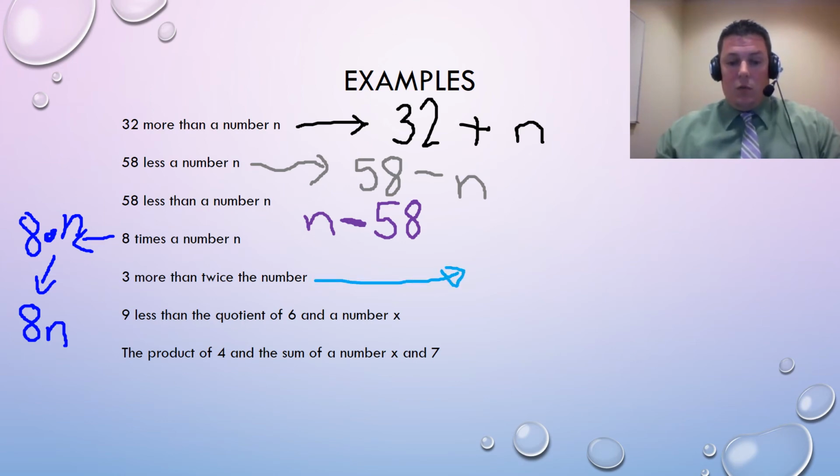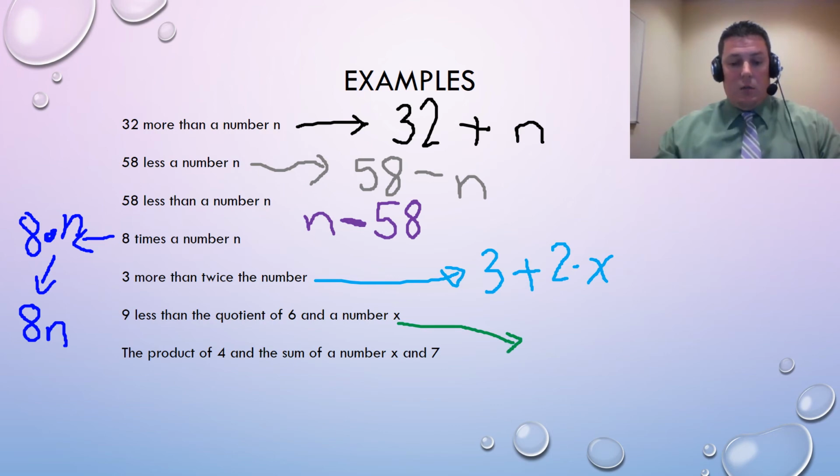Next one, 3 more than twice a number. Here there's going to be more steps. So 3 more than, 3 plus, more than means plus. The next word is twice. So that means multiplication, times 2. The number. So we'll just pick a number x. So 3 plus 2 times x would be our expression.